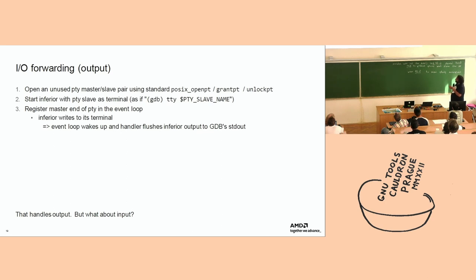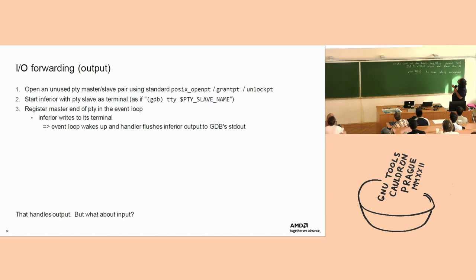You have to do a bunch of things like create the pseudo terminal and grant it and unlock it. Doesn't matter for this talk. And then GDB starts the process as if you had done TTY and then the name of the terminal. But internally, that's what GDB does.